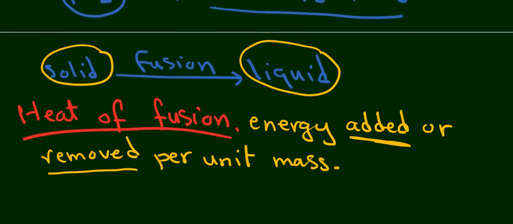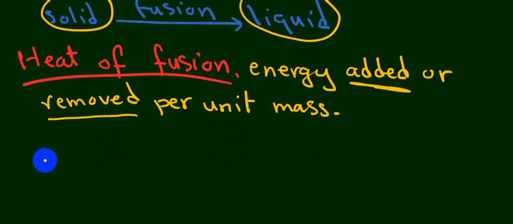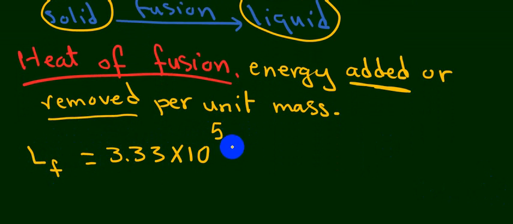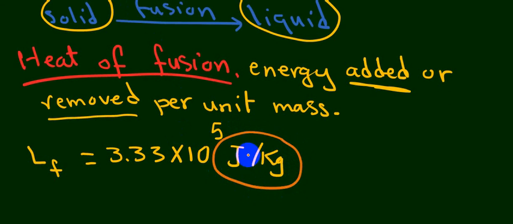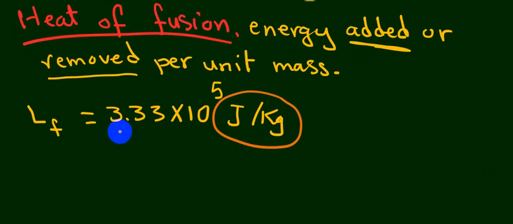For example, latent heat of fusion is called LF. Latent heat of fusion of ice equals 3.33 times 10 power 5 joule per kilogram. The measuring unit of latent heat of fusion is joule per kilogram. It's the amount of heat added or removed per unit mass, per kilogram. So what's meant by that? What's meant by the latent heat of fusion of ice equals 3.33 times 10 power 5 joule per kilogram?